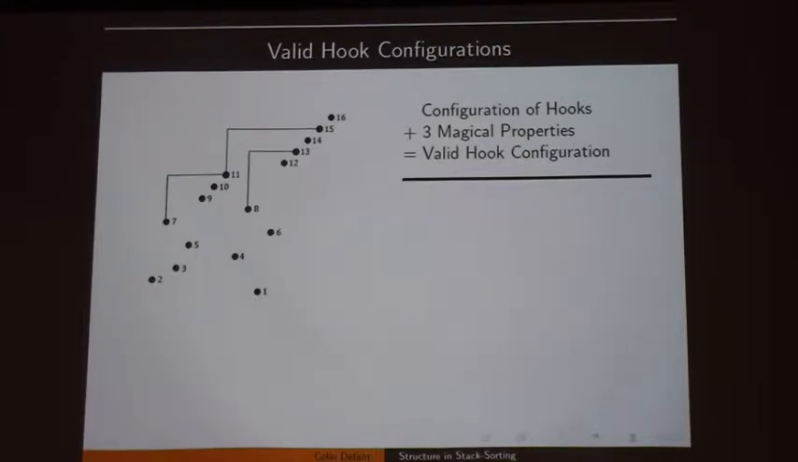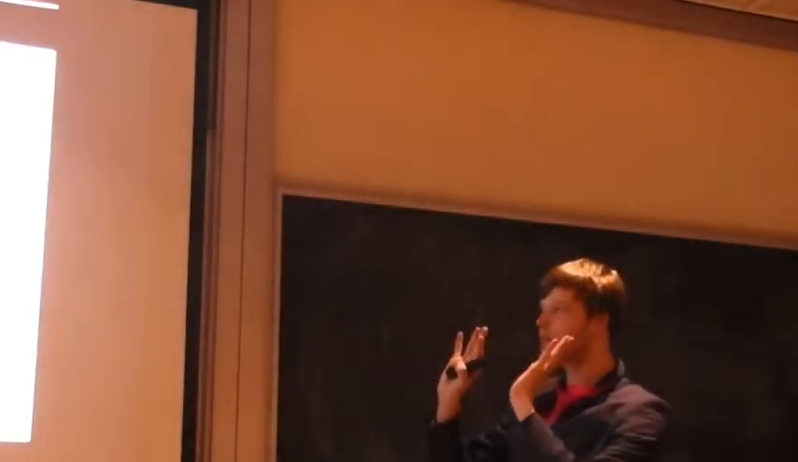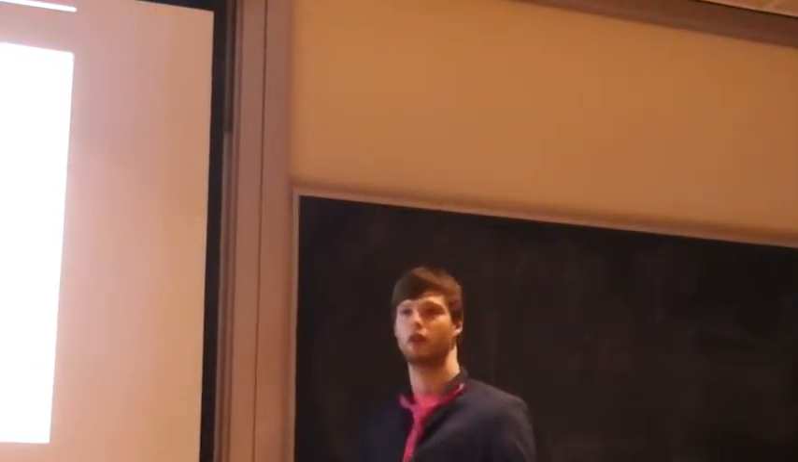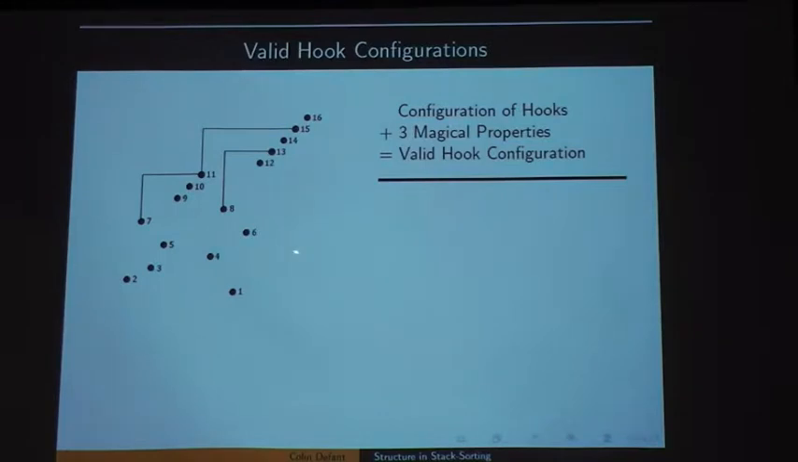Now, there are these 3 magical properties that a configuration of hooks could satisfy. I'm not going to tell you what they are just because of time constraints, but there are these 3 magical properties, and if my configuration of hooks satisfies these properties, I call it a valid hook configuration. So it turns out that this is an example of a valid hook configuration of this permutation. And once I have a valid hook configuration of a permutation, this will induce a coloring of this diagram.